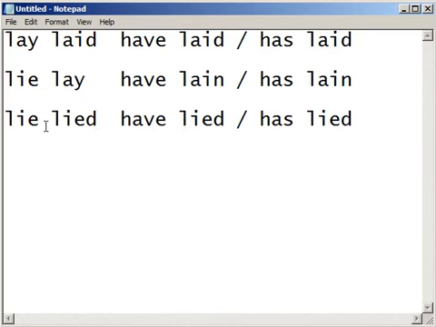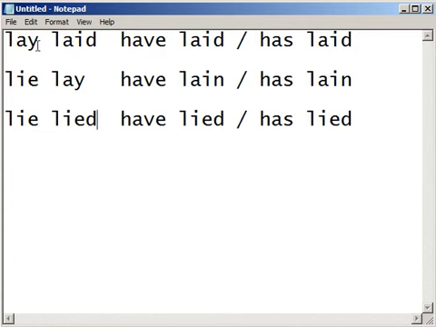Now this verb, for all intents and purposes, is also intransitive. It can't take, or mostly doesn't take, a direct object. I believe there are a few instances where it can take a direct object, but for all intents and purposes, in normal day-to-day speech, it doesn't take a direct object.